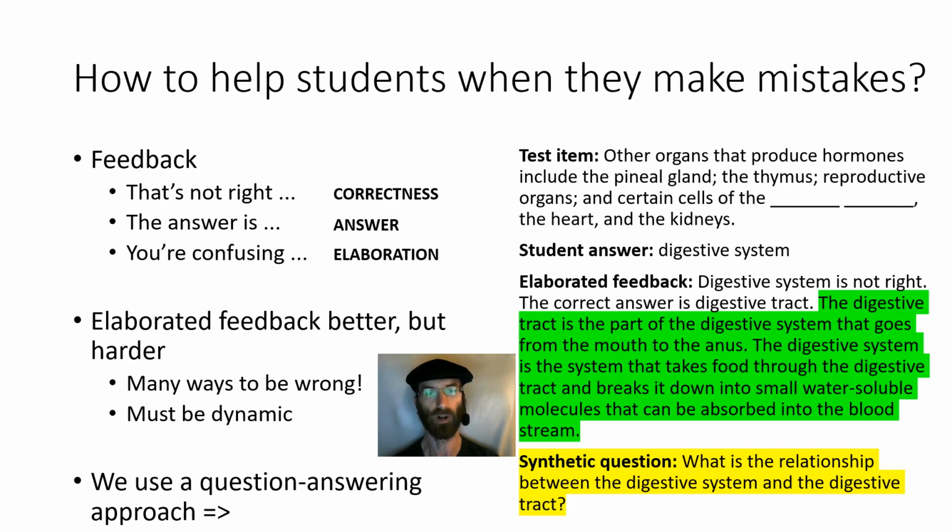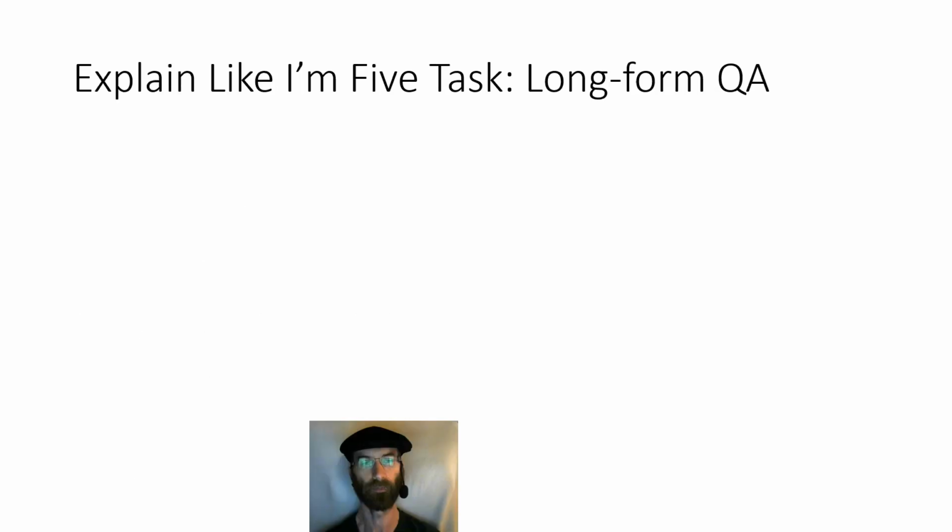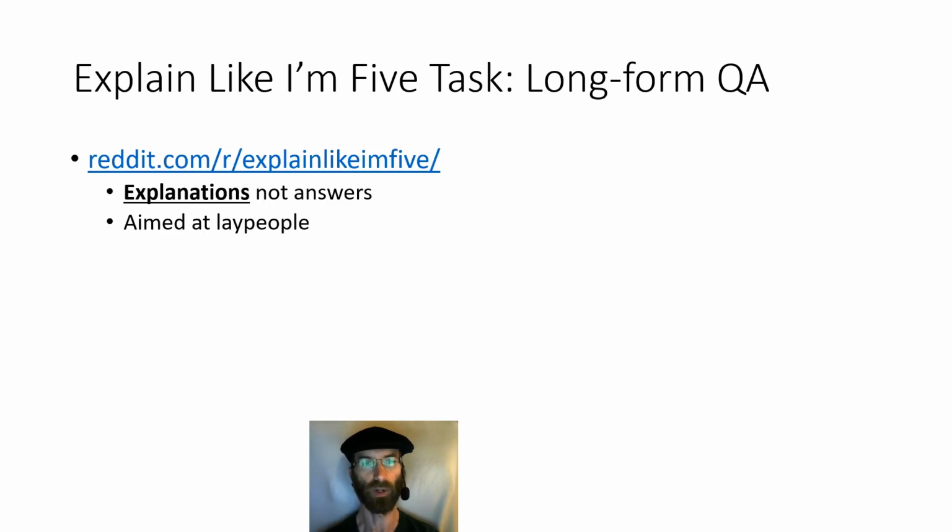The remainder of this talk will describe the approach in an ablation-style evaluation using expert human judges. Our jumping off point is the Explain Like I'm 5 task. This is modeled off a forum on Reddit where the rules specify that responses to questions are explanations, not answers, and accessible to lay people. The ELI5 task is one type of long-form question answering.